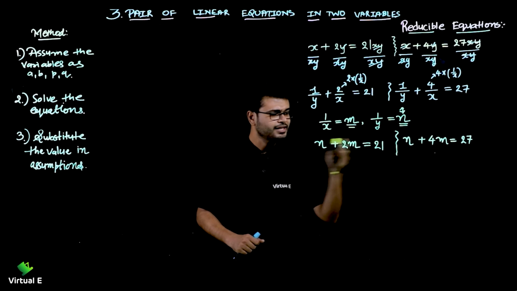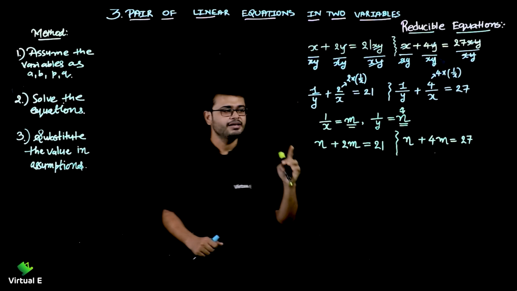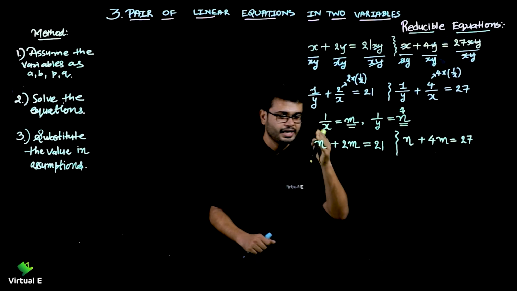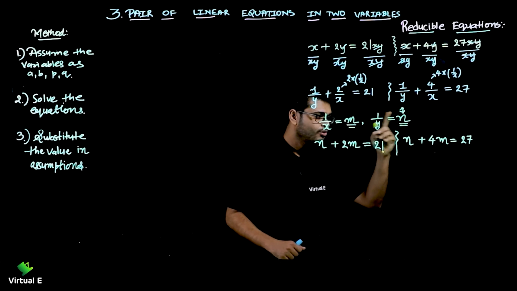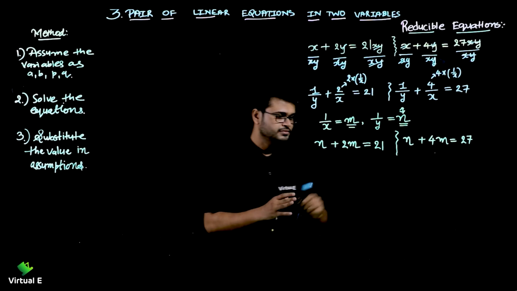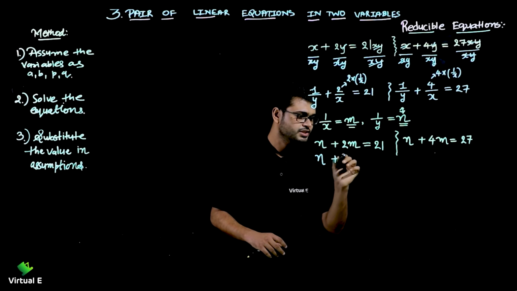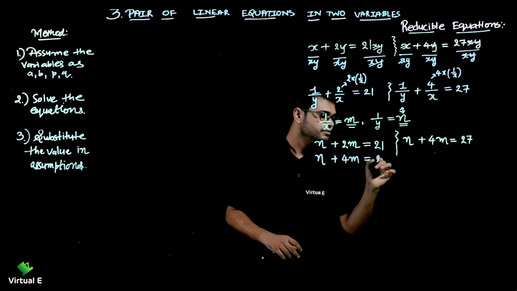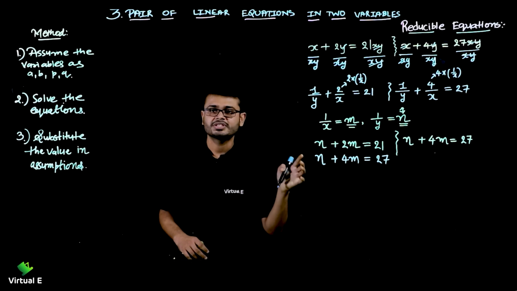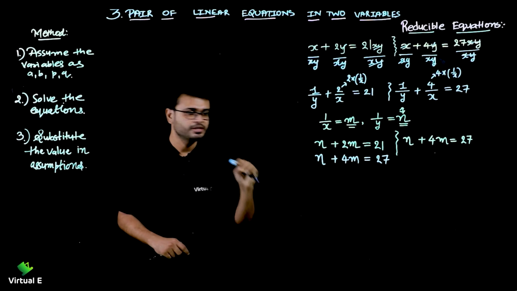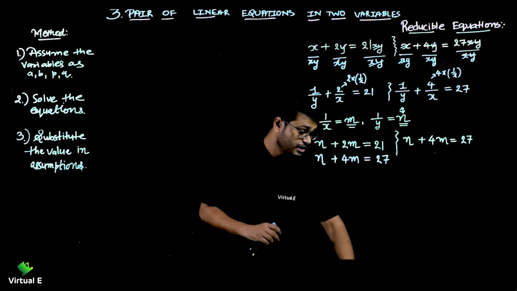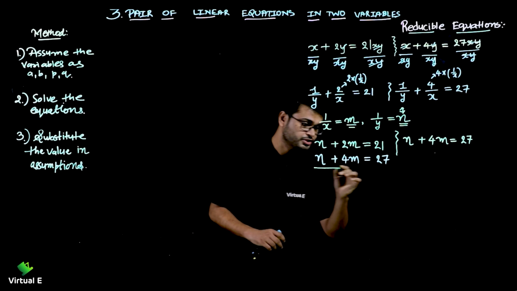You can see whenever there are same coefficients, the only method I suggest is elimination method, right? Very simple to do. N coefficient 1, this n coefficient 1, right? So same coefficient, let me write this equation over here. So n plus 4m is equal to 27, right? Now if same coefficients are there, okay, first step is done. If same signs are there, what do we do? We subtract it. So I am going to subtract these two equations.